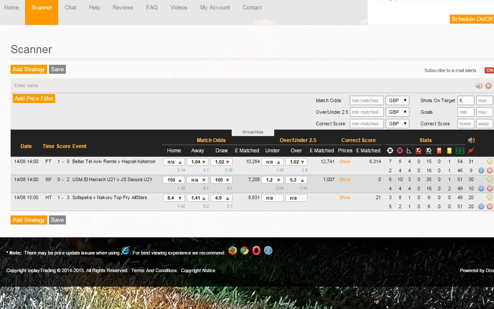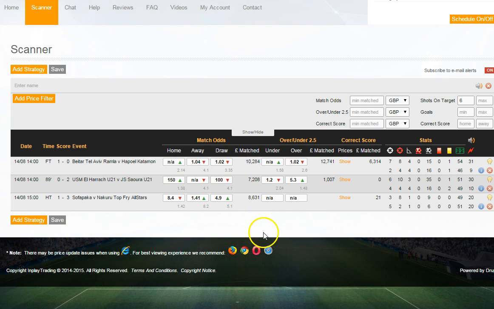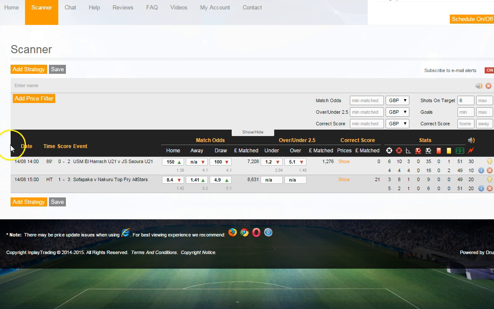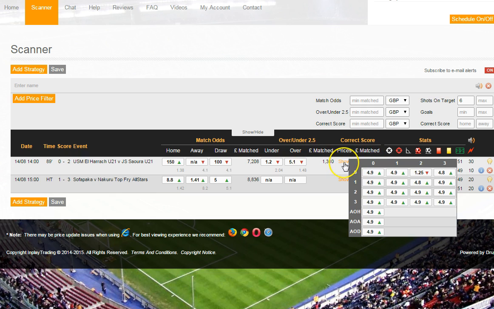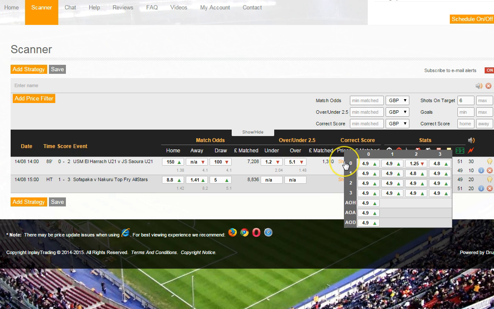But basically the software is showing matches which are in play on Betfair, and these matches will be divided up effectively into three areas of the screen. We've got the match details, the current score, and obviously the teams. The middle portion of the screen are the odds, so we've got the match odds, the under 2.5 and over 2.5 goal market, and the correct scores, which are in a grid when you just hover over them here.